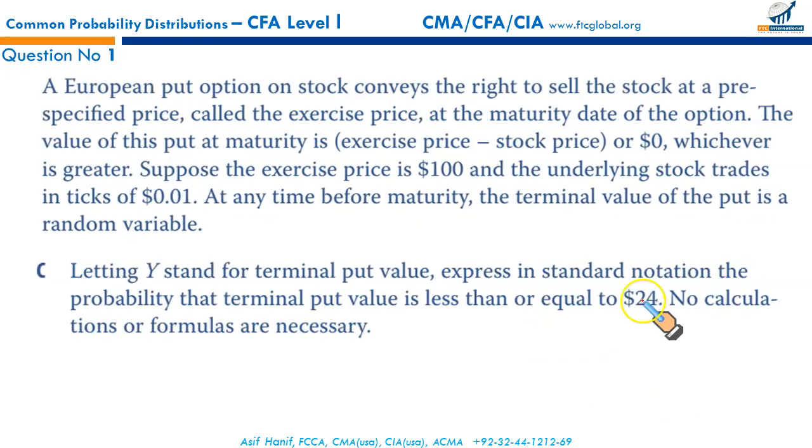Next, the same question, but the requirement is a little different now. Letting y stand for terminal put value, express in standard notation the probability that the terminal put value is less than or equal to 24. We just have to give it in a statistical standard notation, nothing scientific. So the probability of terminal put value being less than or equal to 24 could simply be put this way: probability of y less than or equal to 24. Or if you wish to give it in the cumulative distribution function format, it would be F(24). That's all.